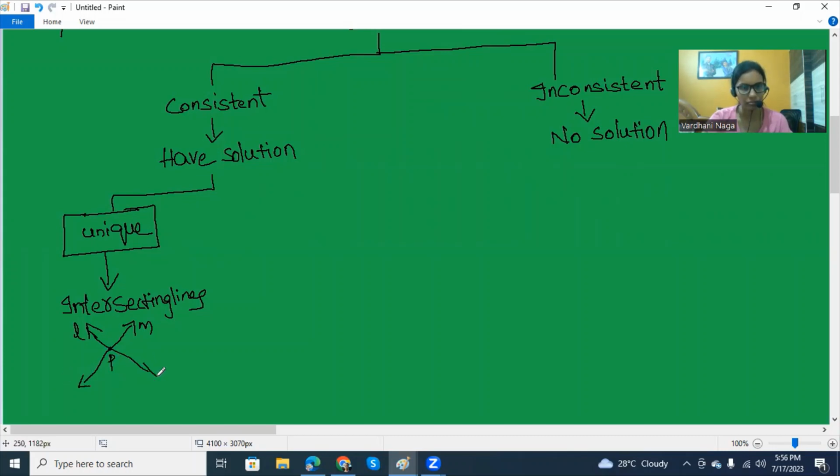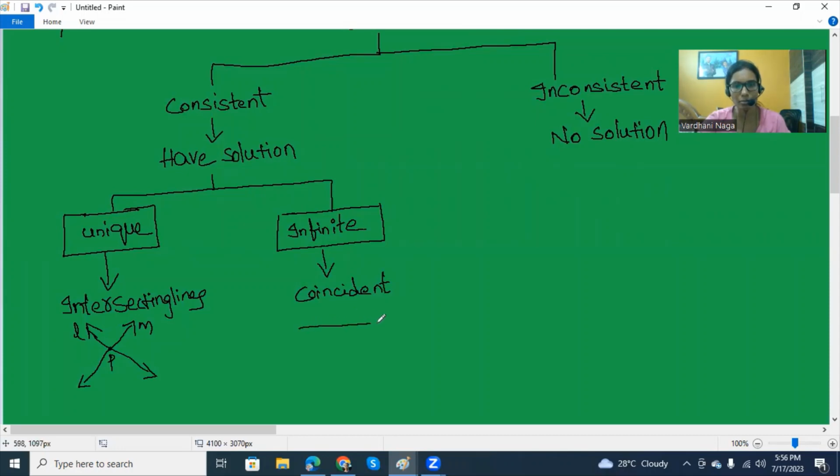Suppose they have infinitely many solutions, then these are coincident lines. Coincident lines means one line lies on top of another line. We will get it in this way, L and M.